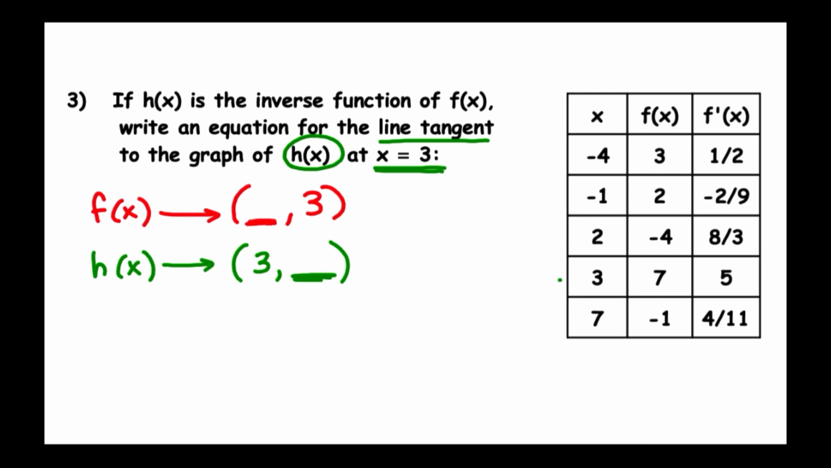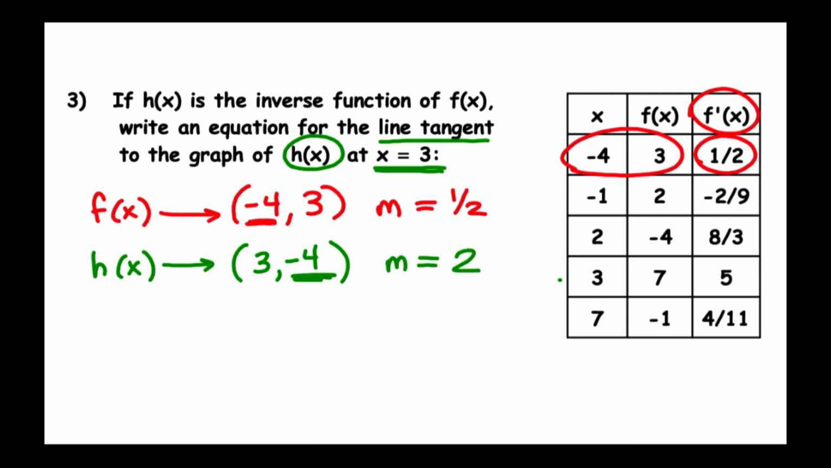Okay, again, don't go here. Don't be tricked. We want to go up here. F of x has a y-coordinate of 3, so that's going to be -4, 3. So therefore, h of x will be 3, -4. Those will be points along those graphs. All right, and then finally, let's grab some slopes while we're here with the table. The slope, the derivative of f of x, which is the tangent slope, is 1/2 at the point -4, 3. That means that the inverse graph is going to have a slope of 2 at 3, -4. All right, we can write the tan line now in point slope form very easily. So here we go.